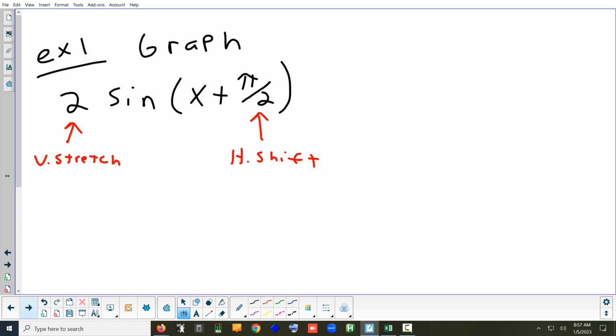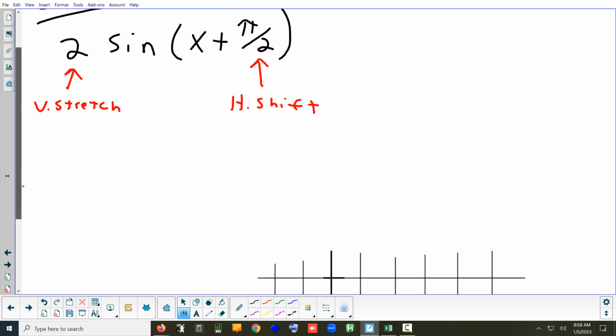So, vertical stretch. Okay, so now we look at the chart and look at the order. If you're missing one, you just skip it. But if we have it, we need to do them in the order that I said. So what would be the first one we should take care of here? Yep. The horizontal shift. We always would do the horizontal shift first.